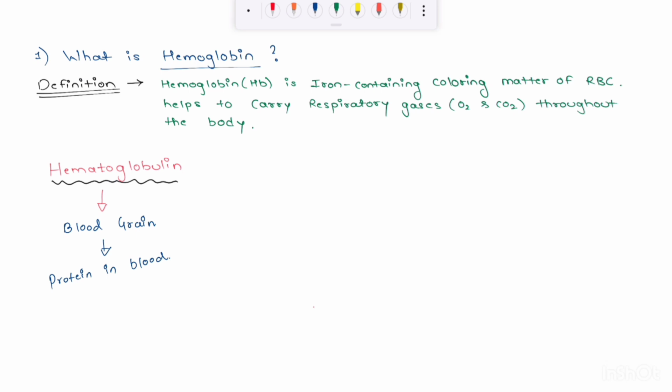Hemoglobin is the shortened word that came from hematoglobin, which roughly translates to blood grain, referring to the protein in the blood, which is your hemoglobin. So hemoglobin or hematoglobin are one and the same. Hemoglobin is exclusively found in red blood cells, meaning no other cell in the body can have hemoglobin. So hemoglobin is found inside the red blood cell. The number is about 200 to 300 million molecules per RBC. So this makes up to 95% of the dry weight of RBC is hemoglobin.